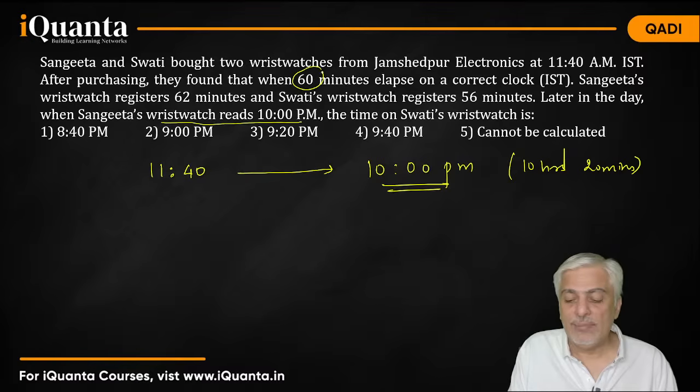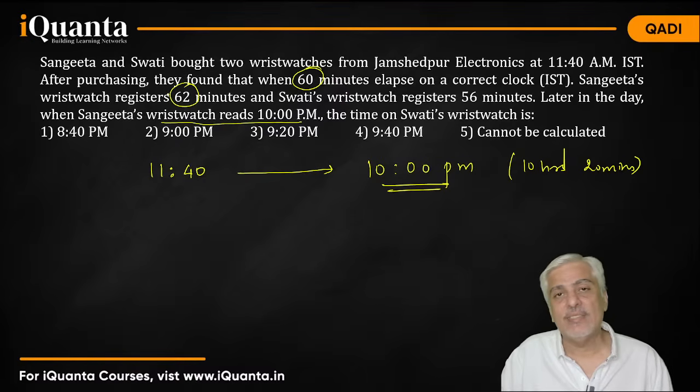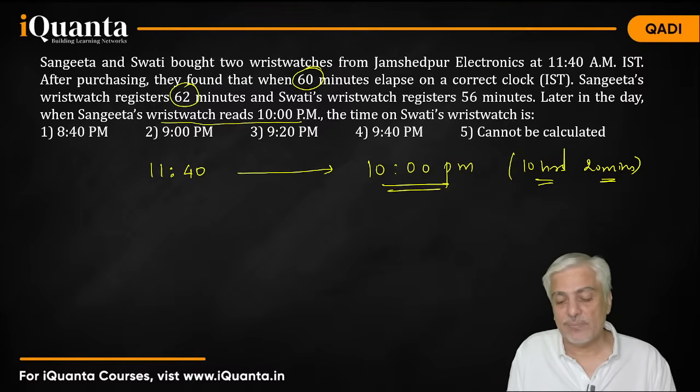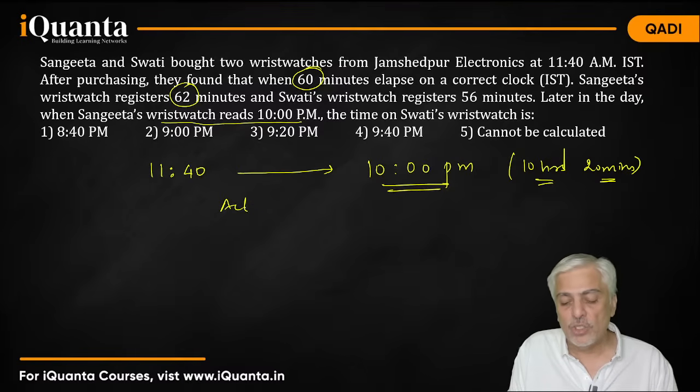When 60 minutes have passed, the watch goes by 62 minutes. That means every 1 hour it gains 2 minutes. So in 10 hours it gains 20 minutes. So more or less I understood that much part. It gains 20 minutes in 10 hours. That means really 10 hours have passed, actually.